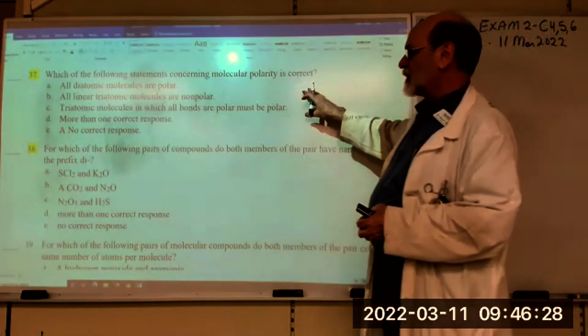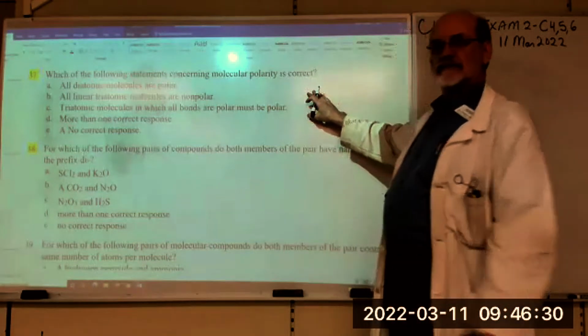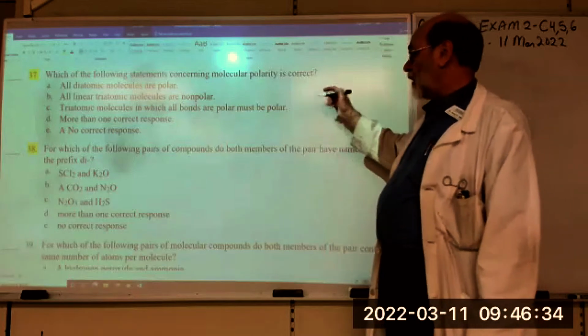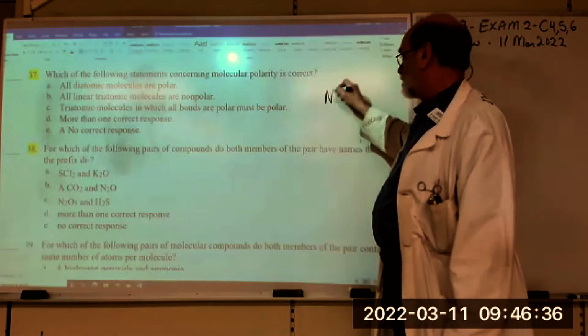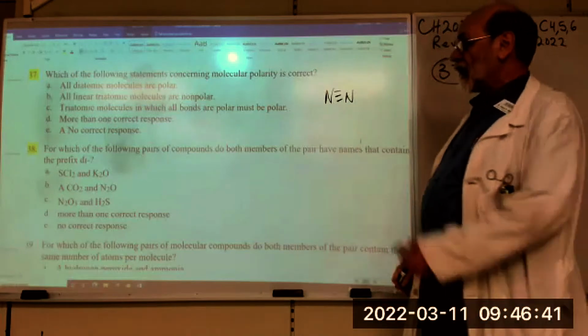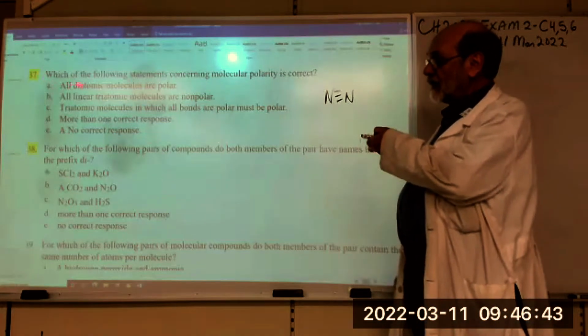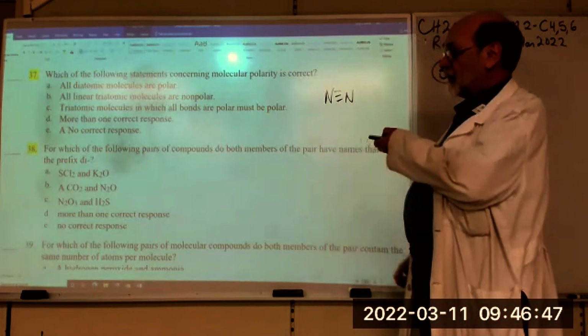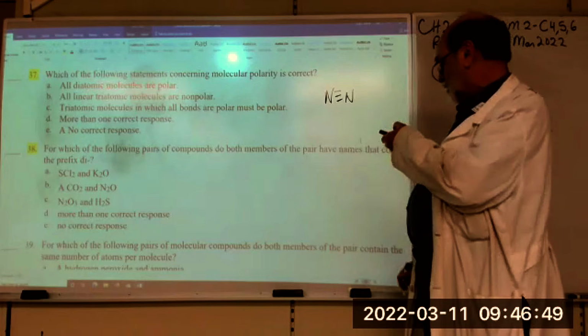All diatomic molecules are polar. No, not all of them. Right? Some of them are non-polar. Diatomic, that's definitely non-polar. So all you need when it says "all" is one exception, and that invalidates them. So all diatomic molecules are polar is false.